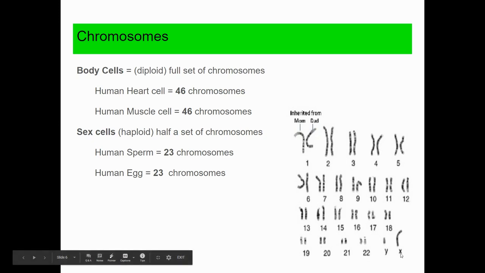This is a boy, and I know it's a boy because it has an X chromosome and a Y chromosome. Easy way to remember that: if you got a Y, you're a guy. If you don't have a Y chromosome, you're a girl. So a girl would be X and X.